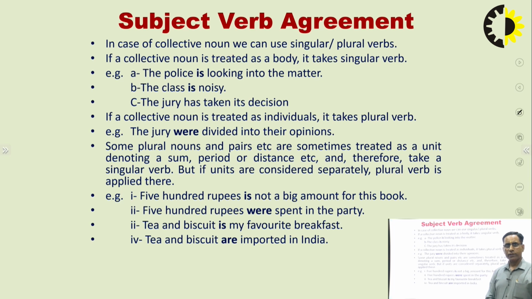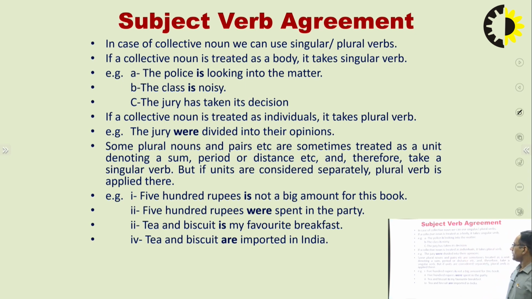The class are requested to sit in their seats. Whenever we say the class is requested, you request all of them together. But when we say the class are requested to sit in their seats, it means they will sit separately. They cannot sit in one seat. In that case, we will have to use the class are requested to sit in their seats. So there is only one thing here: whenever the collective noun is treated as a unit, in the same direction, we take a singular verb. Whenever it is treated as individual, we take the plural verb. So this is the rule about the collective noun.